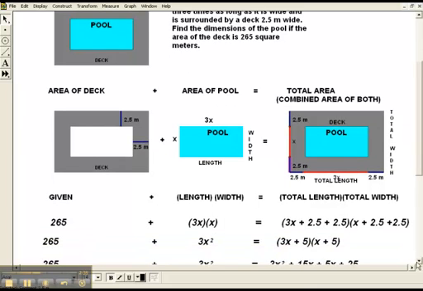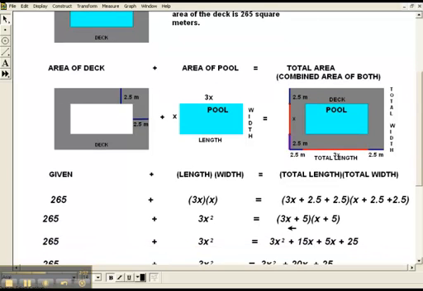We can simplify this equation. First of all, I'm going to take 3x times x. The product of that would be 3x squared. And I'm going to combine the 2.5s in the parentheses here so that I get a binomial, 3x plus 5, times another binomial, x plus 5.